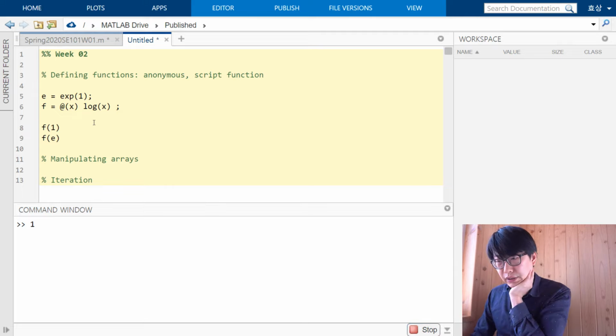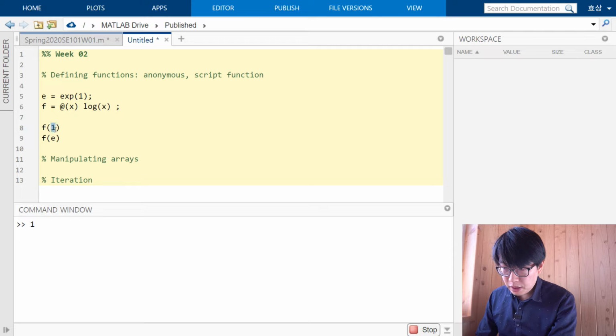So what you can expect is, after you define the function in this way, you can call your function using parentheses. So if you put f of 1, you're sending value 1 into the variable x, and then the output is log of that value. So the output of this one will be 0. This should be log 1, and this should be log e. So basically this should be 1.